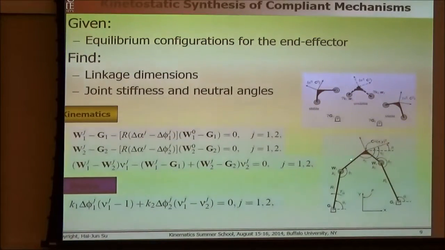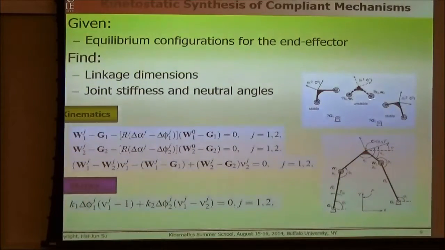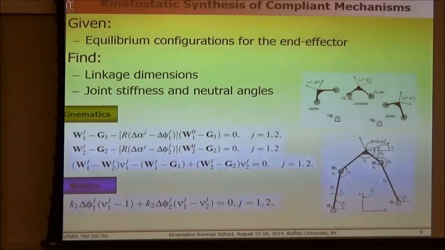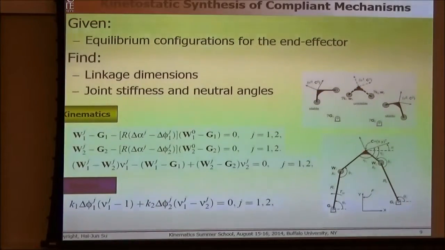And the goal is to say, I want this end-effector or the coupler link to pass through these three tap positions. That's the same as the kinematic synthesis problem. Well, then I also add the constraint that this mechanism not only passes these three positions, but also has to satisfy some kind of static equilibrium conditions.